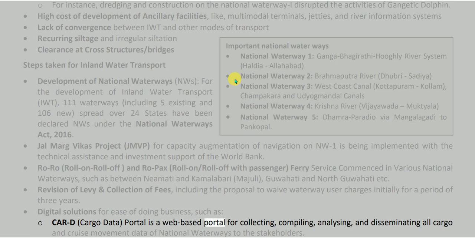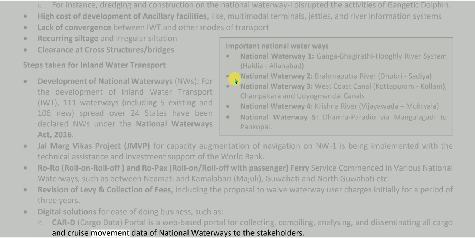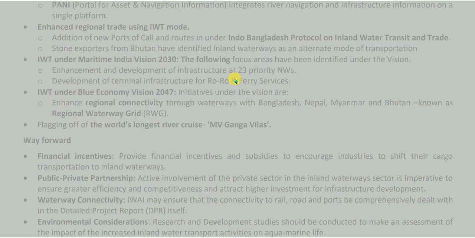Digital solutions for ease of doing business, such as CARGO Data Portal, a web-based portal for collecting, compiling, analyzing, and disseminating all cargo and cruise movement data of national waterways to the stakeholders. Jal Marg Portal for asset and navigation information integrates river navigation and infrastructure information on a single platform.